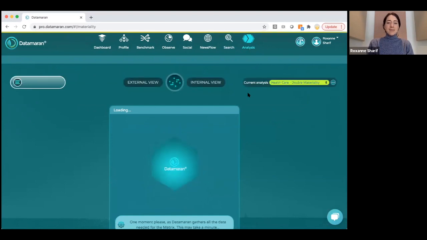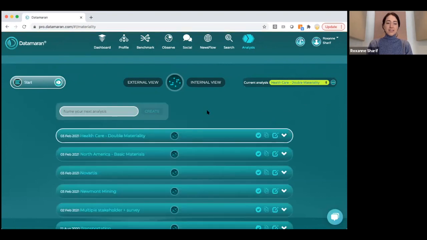And as you'll see, we actually have another poll here. So we'd like to ask you, because for today's exercise, I'm going to walk us through a double materiality analysis for the healthcare industry. So we're curious to hear from you what you believe to be the most financially material topic for healthcare. We'll give you all a few seconds to come in.